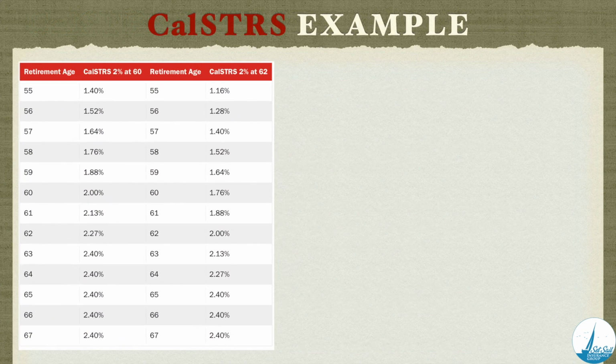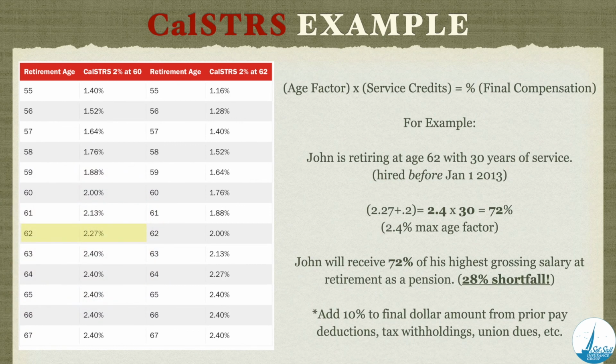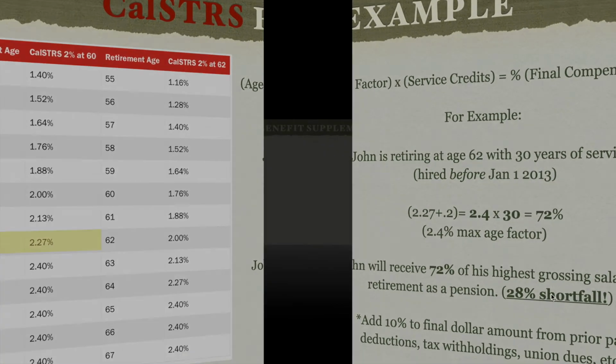Okay, now let's get into an example of how this works. John's retiring at age 62 with 30 years of service. Here it shows his age and his corresponding age factor. Because he also has 30 years of service, he gets a 0.2% bonus, maxing him out at 2.4%. So it's 2.4 times 30 equals 72%. So John will receive 72% of his highest grossing salary at retirement as his pension. There's also a 28% shortfall, which we'll get into later.